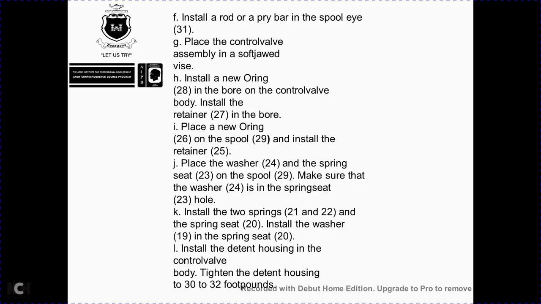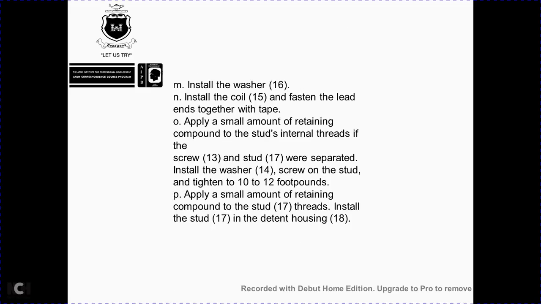Place the new O-ring 26 on the spool 29. Install the retainer 25 in place. Place the washer 24 on the spring seat 23 on the spool 29. Make sure the washer 24 and the spring seat 23 are in the hole. Install the two springs 21 and 22 with the spring seat 20. Install the washer 19 with the spring seat 20 and install the detent housing on the control valve body. Tighten the detent housing to 30 to 32 foot-pounds.